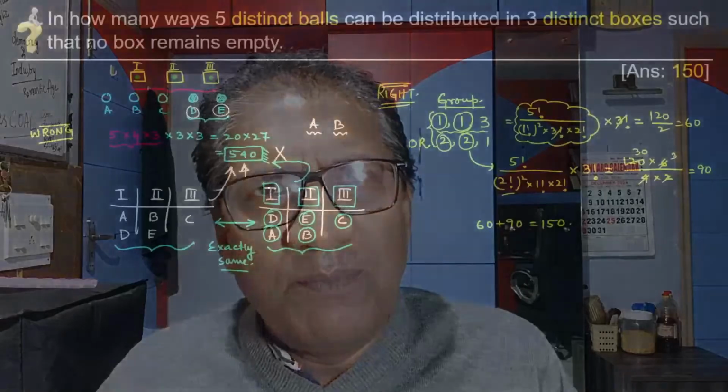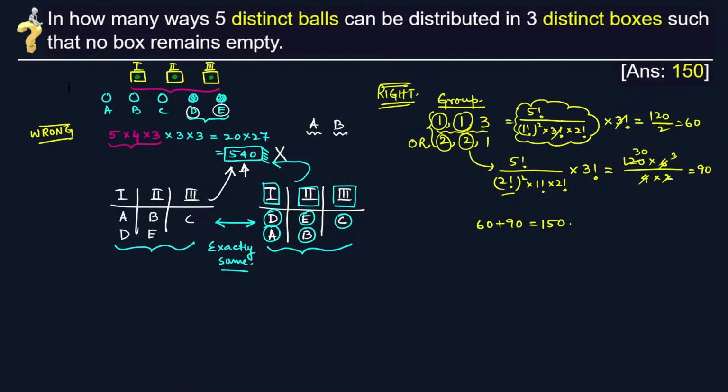The right thing is what? I have simply distributed these 5 balls first in 3 groups. These 3 groups will contain 5 balls. In what ways can you do it? It can be either 1, 1, 3, the distribution in the groups can be 1, 1, 3, or the balls can be in the groups in the way 2, 2, 1. So these 2 types of groups we will form, and then we will simply distribute them in 3 different boxes. Is it clear? Okay, let's move to the next problem.